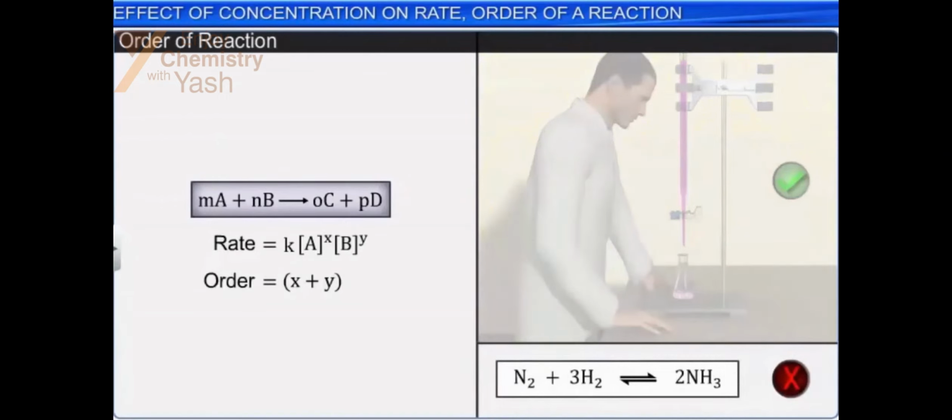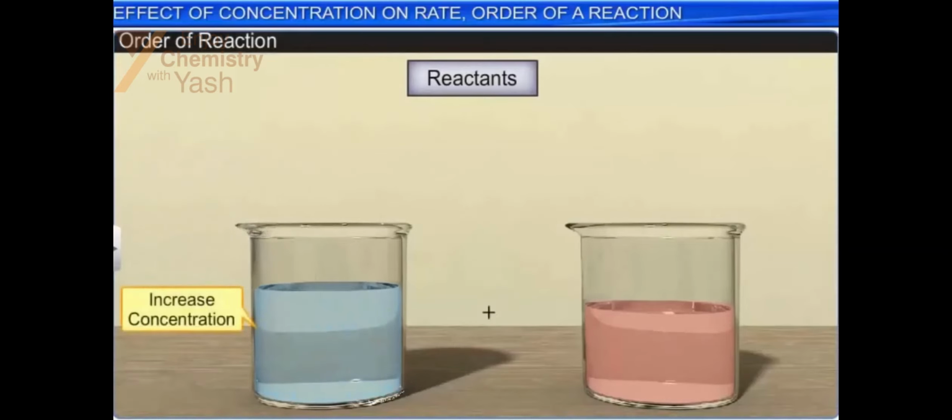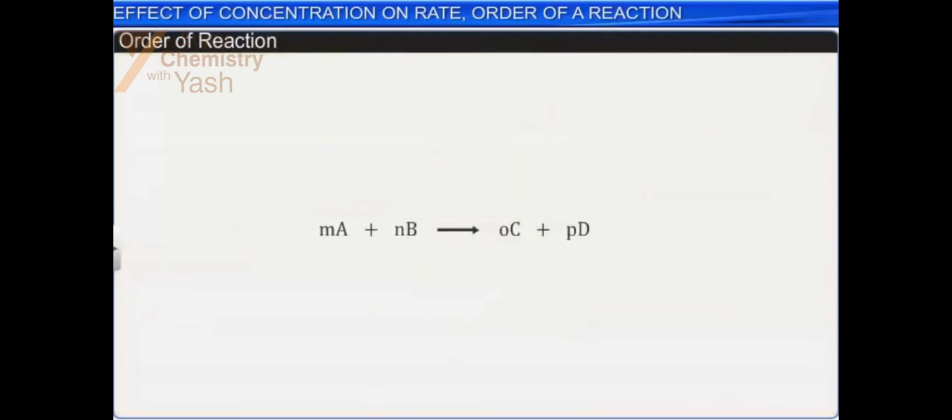For any reaction, the reaction rate with respect to the reactants is determined by varying the concentration of any one of the reactants, keeping the concentration of other reactants constant. Let us look at a reaction to understand this better.